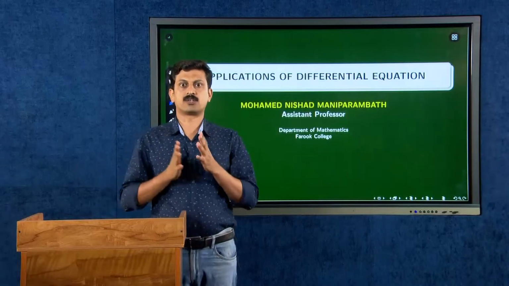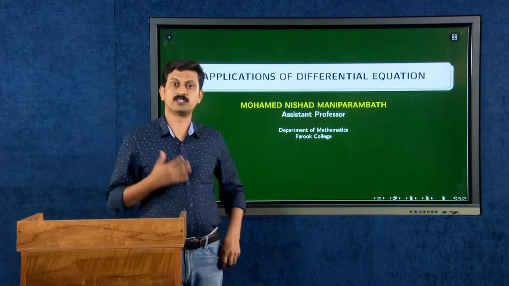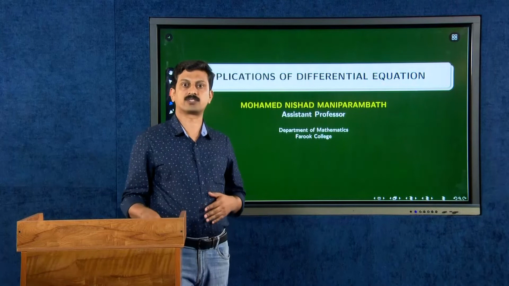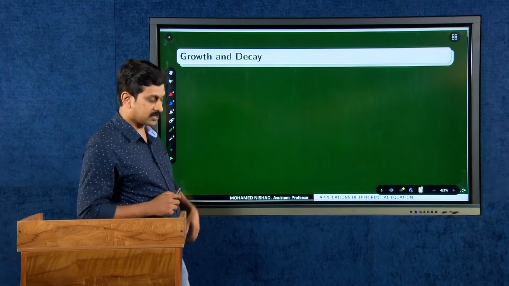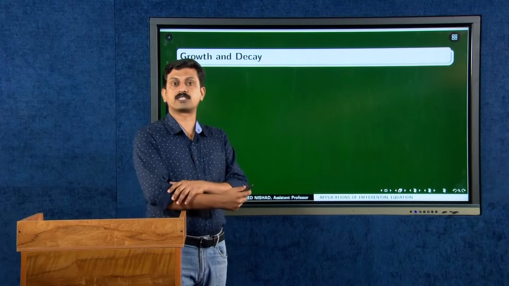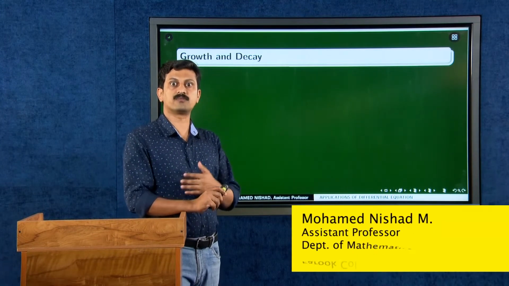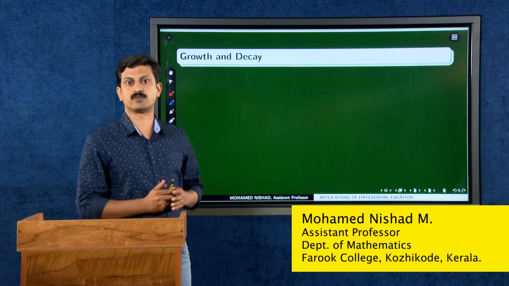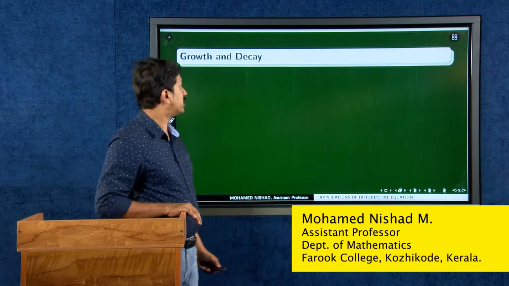Welcome to the last session of the course on differential equations. In this course, we also discuss some applications of first order differential equations. In the last session, we discussed orthogonal trajectories, how we can find the orthogonal trajectories of a given family of curves, using the concept of first order differential equations. Here we will discuss growth and decay.